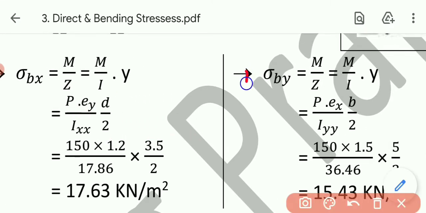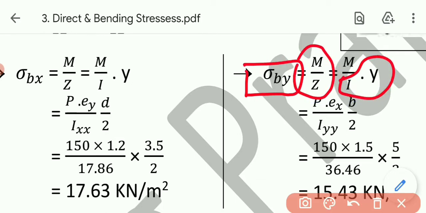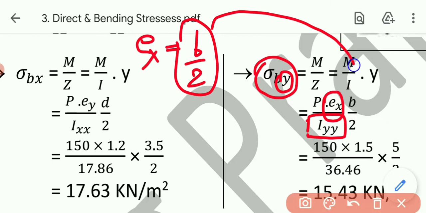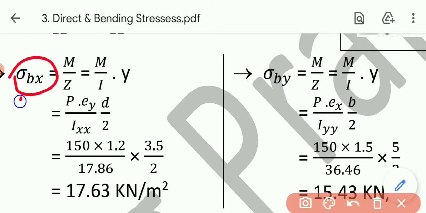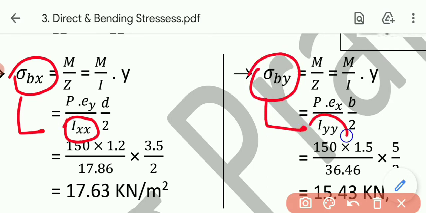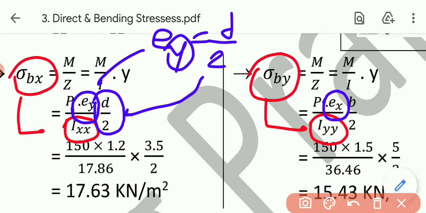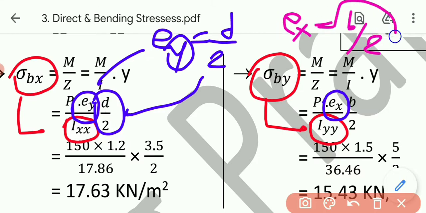For sigma by, the same formula will be there, M by Z, Z equals I by y. As we are calculating with respect to the y axis, I will take I by y. The opposite eccentricity will be generated, that is Ex, and as horizontal eccentricity is generated, its dimension will be b by 2, while P will be common. In sigma bx I took Ixx, while in sigma by I took Iyy, clear? The opposite eccentricity will be generated, so Ixx goes with Ey, and Iyy goes with Ex. For Ey, the CG distance with respect to y will be d by 2, while for Ex, the horizontal distance will be b by 2.